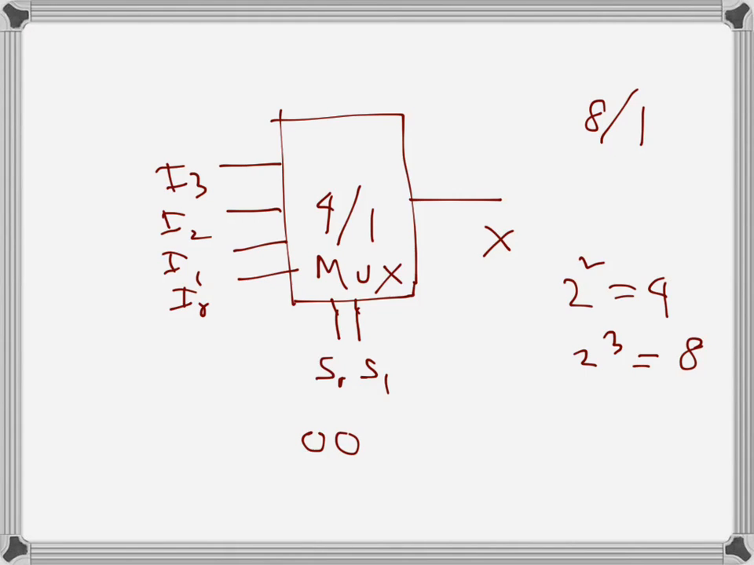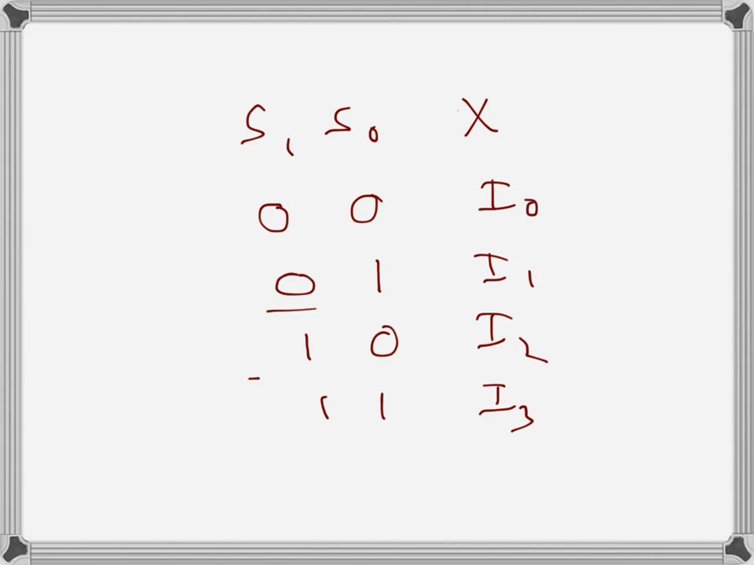So this is just an introduction of mux, and we can extend these expressions. The expression will be much longer for 8 over 1, 16 over 1. So for 8 over 1 we would have S2, S1, S0. For 16 over 1 we would have 4 select inputs, so we would have 16 combinations for 4 inputs, and so on.